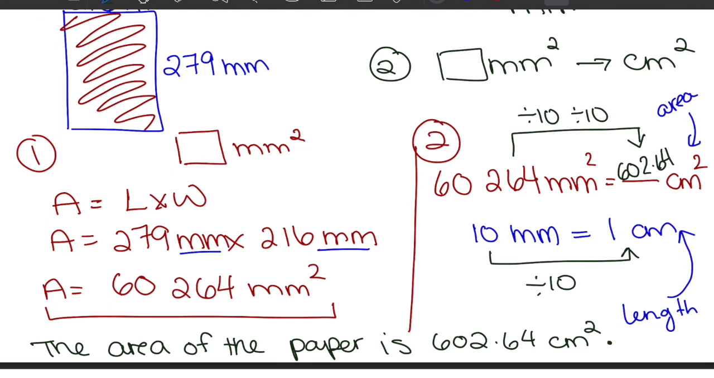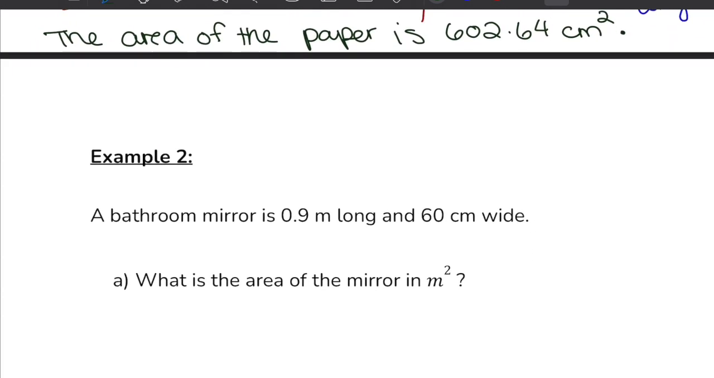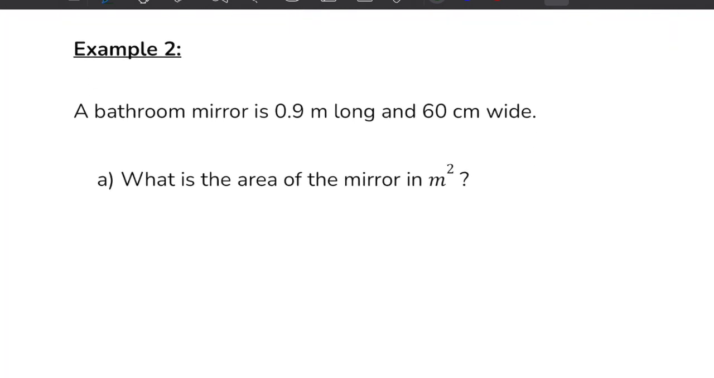All right. Now, let's move on to our next example. This example reads, a bathroom mirror is 0.9 meters long and 60 centimeters wide. Now, the question should mention the shape of the mirror, but in this case it doesn't. But I'm just going to assume it's rectangular because they give us the length and the width. Okay? The question is asking, what is the area of the mirror in meters squared?